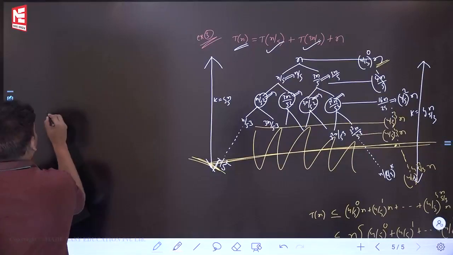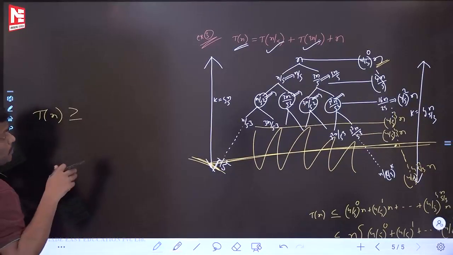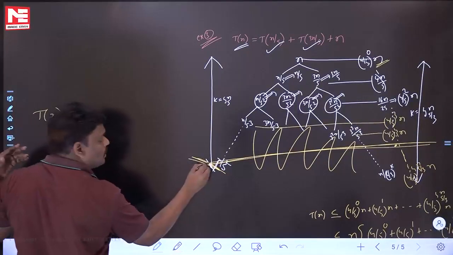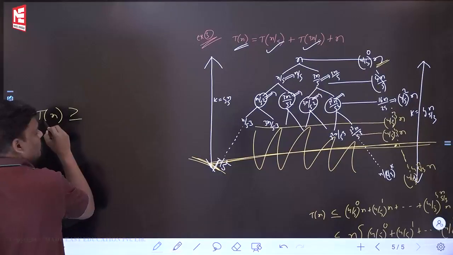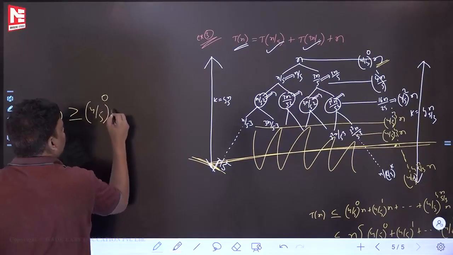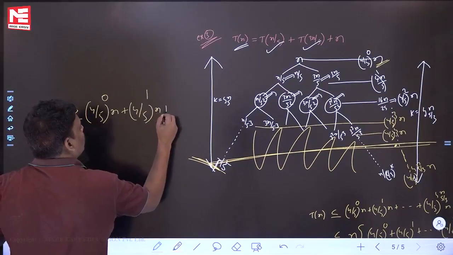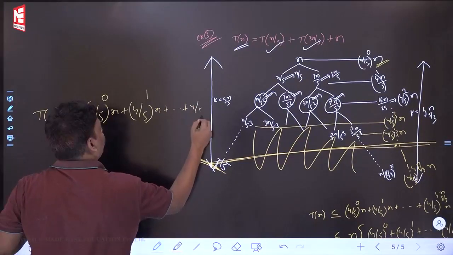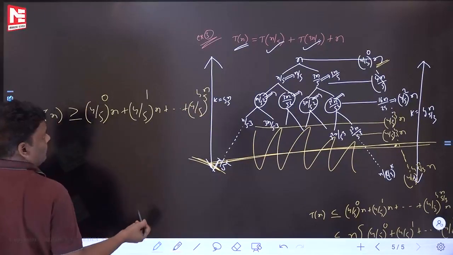So let me check this one. Tn greater than or equal to. What is the reason? Comparing with the actual answer, if you consider only this part, until here only, less will come. So Tn is bigger that time. Let me write now. (4/5)^0 n, (4/5)^1 n, and so on. What is the last one? (4/5)^(log n base 5), because we always divide by 5.